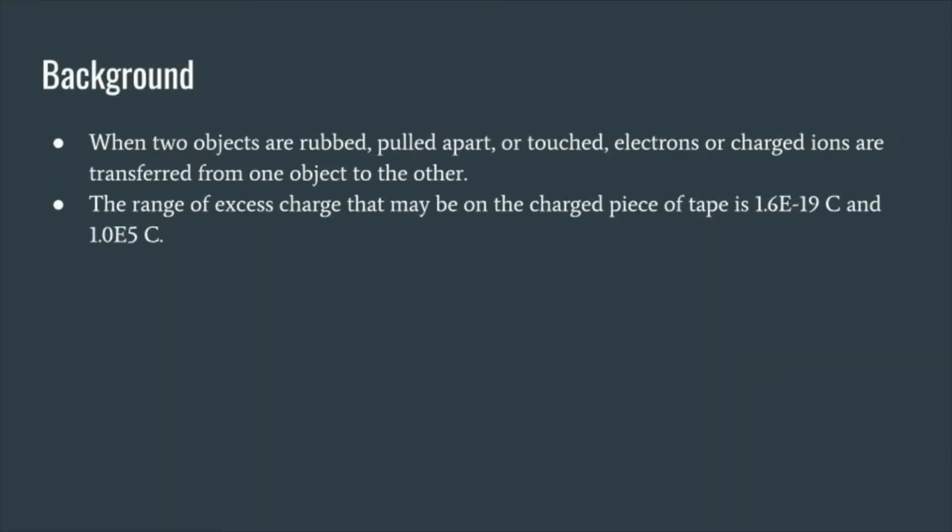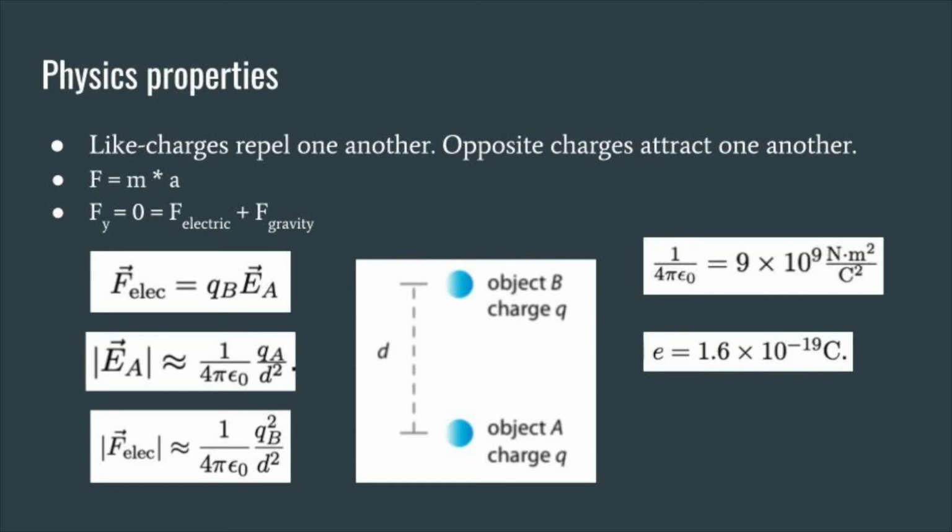When two objects, like the tapes, are pulled apart, electrons are transferred. In this case, the electrons jumped off of both pieces, causing them to become positive. Here are the properties displayed as I went in more depth on slide 2.